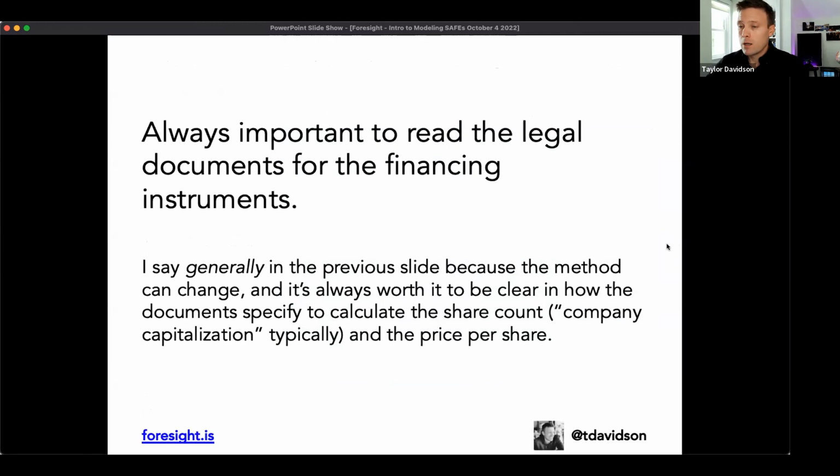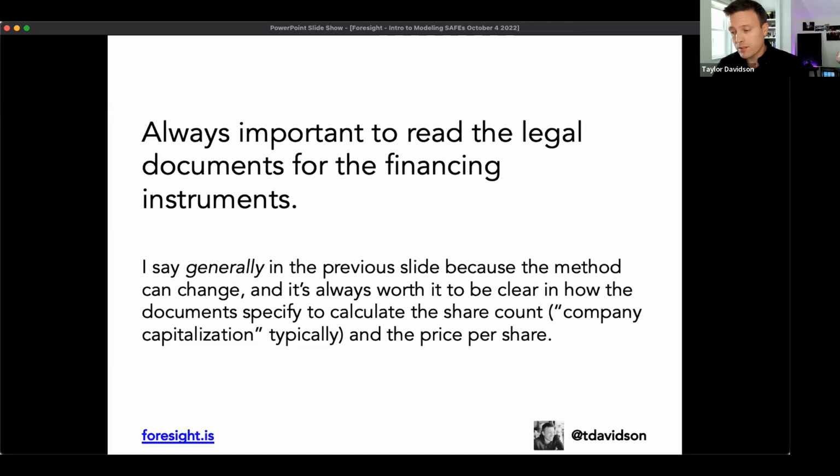Now, outside of this general structure, the important thing is to always read the legal documents, because they will specify exactly how to calculate the share count, and it can vary. Even post-money safes have variants that people will modify, oftentimes to remove some of the anti-dilution protection. So the actual terms can vary.